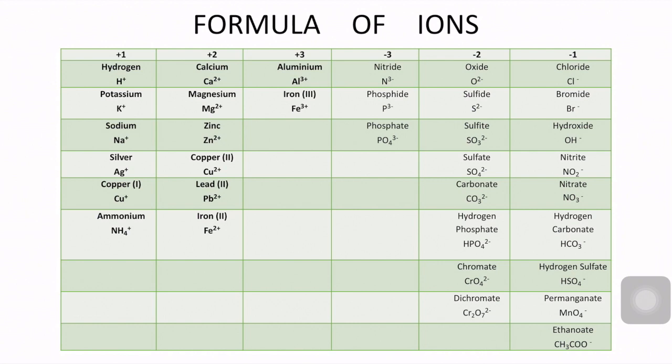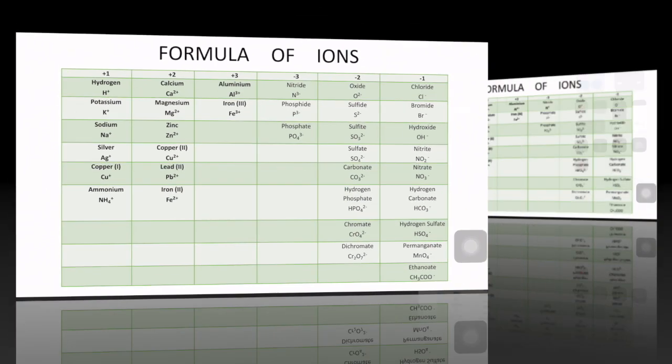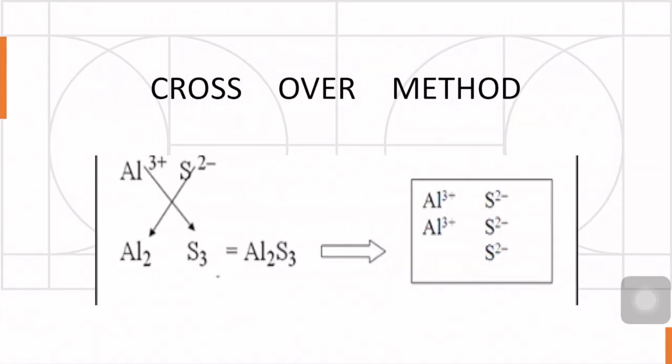These are the formulas of ions that you need to know, especially the polyatomic ions. If you look at the ones that are unbolded, for example sulfite, sulfate, carbonate, hydrogen phosphate, they are all what you call polyatomic ions. Luckily, there is this crossover method, so you don't need to think about anything else.